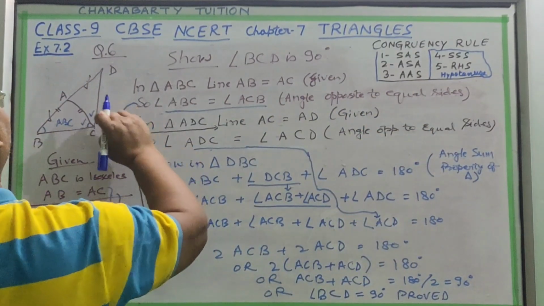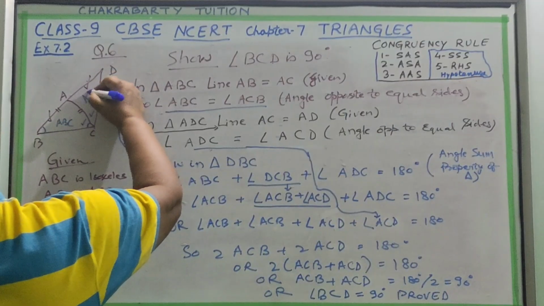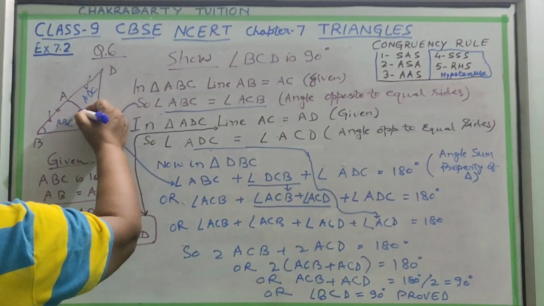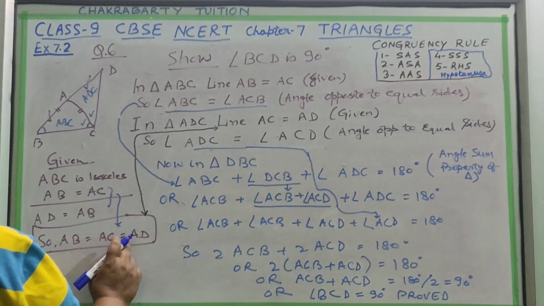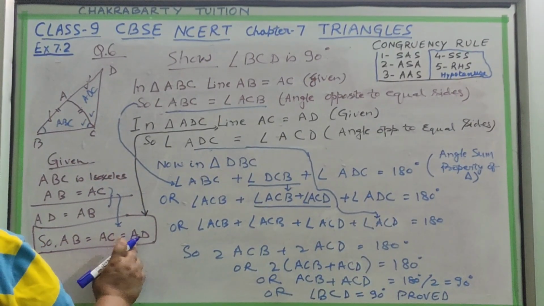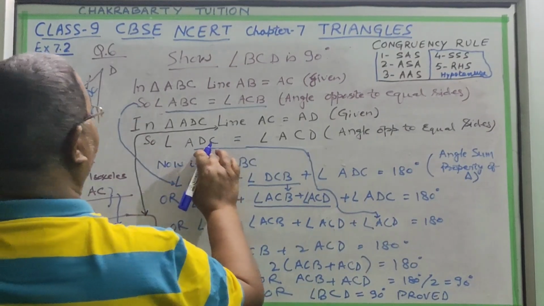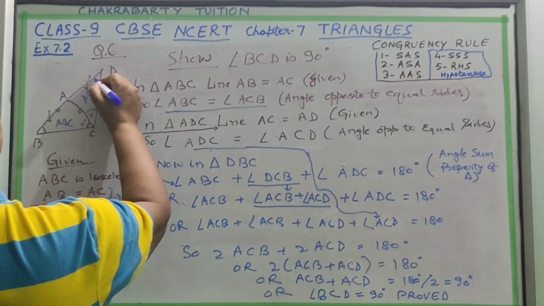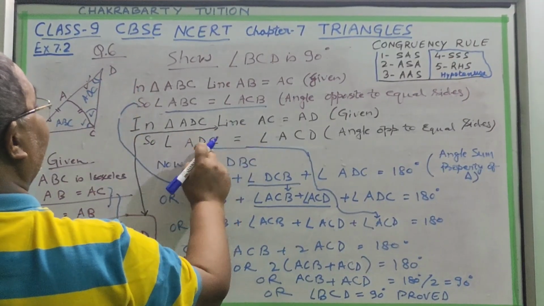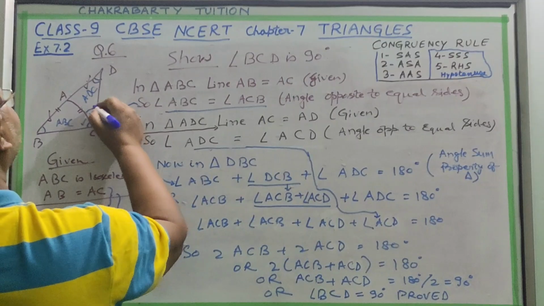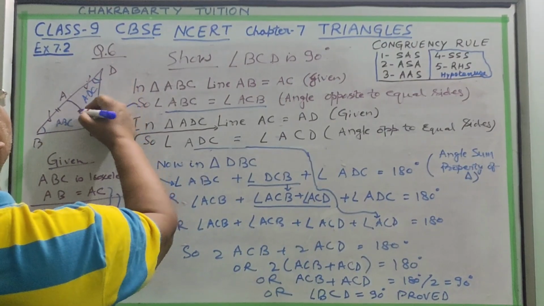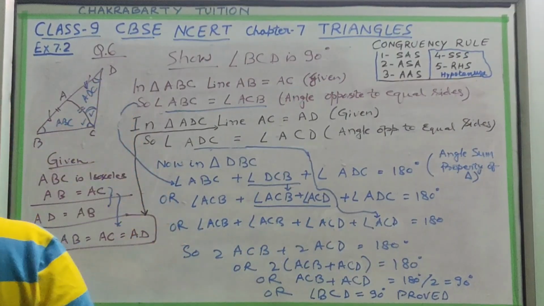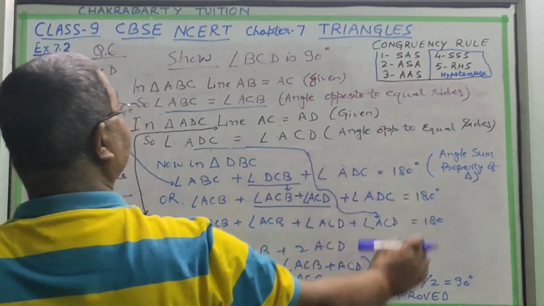And now in triangle ADC, what happens? This line and this line will be equal. Here we have proved it. Okay, AC is equal to AD, we have proved. So angle ADC, this angle, and angle ACD, this angle, these two angles will be equal because these sides are equal. This side and this side are equal, so these angles will also be equal. Angles opposite to equal sides are always equal.